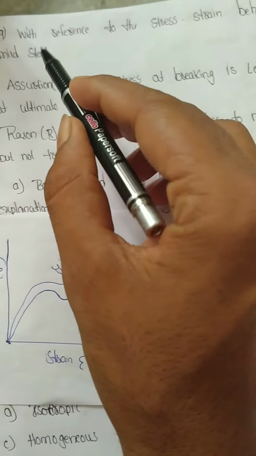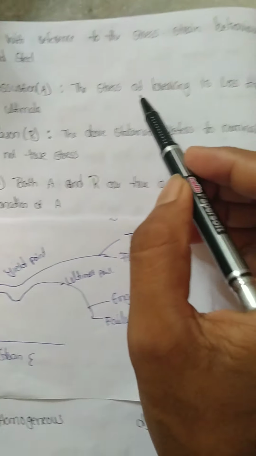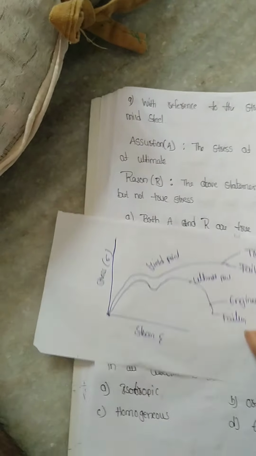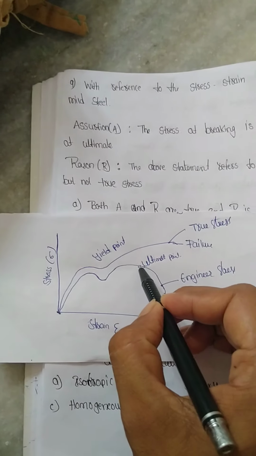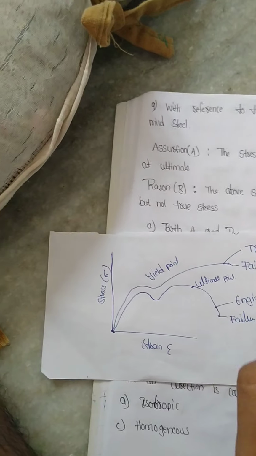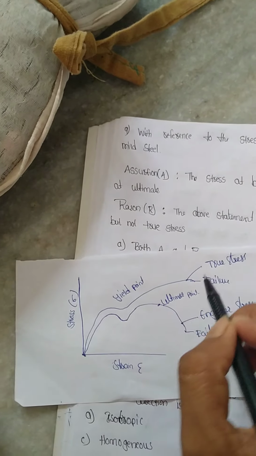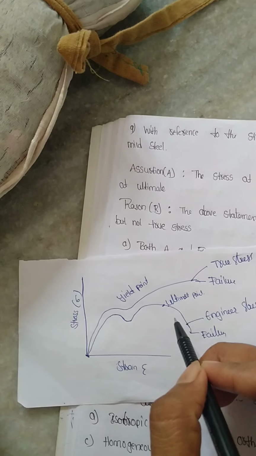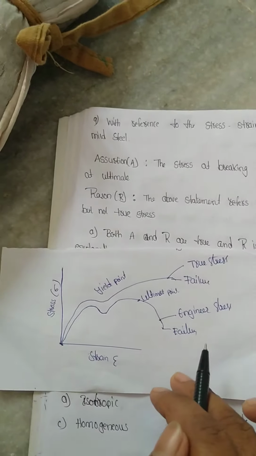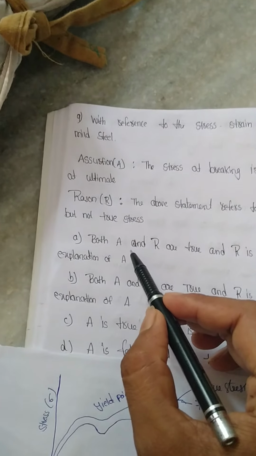Here, with reference to the stress strain behavior of a mild steel, the stress at breaking is less than the ultimate. This is ultimate, this is breaking. Engineering stress is not true stress. True stress is above the breaking point. The ultimate stress is below the ultimate stress. Means both, or let's say option.